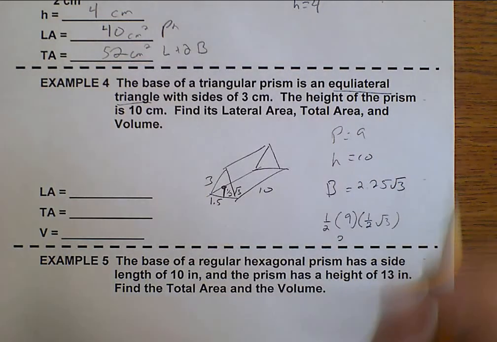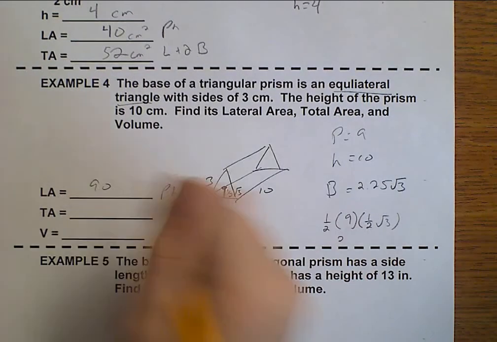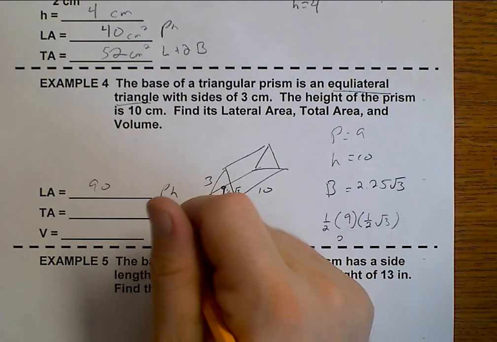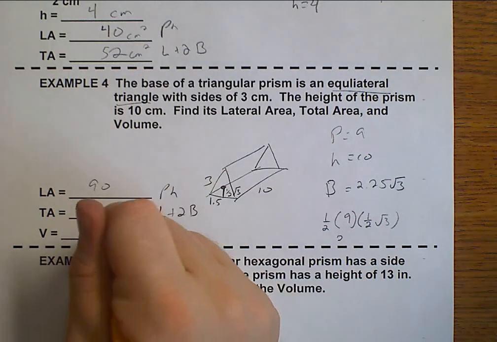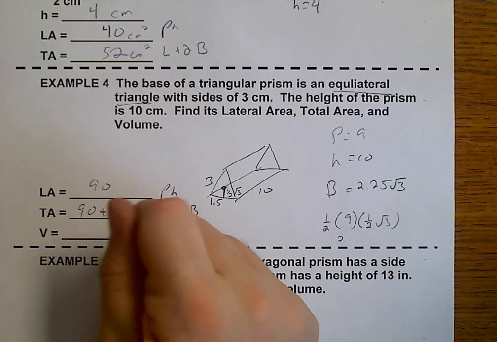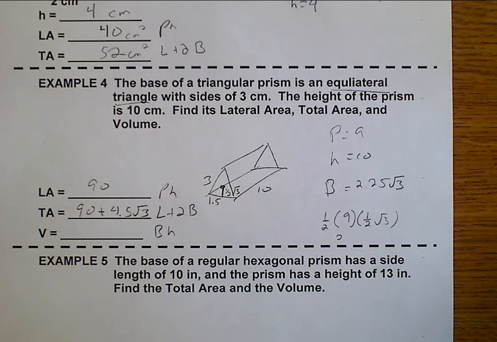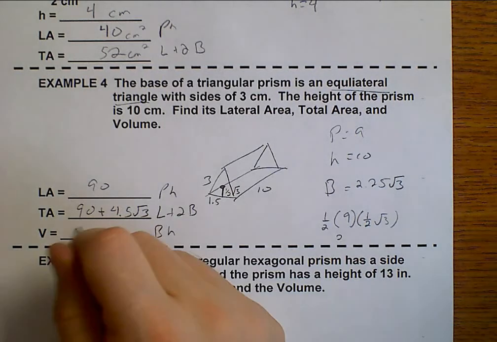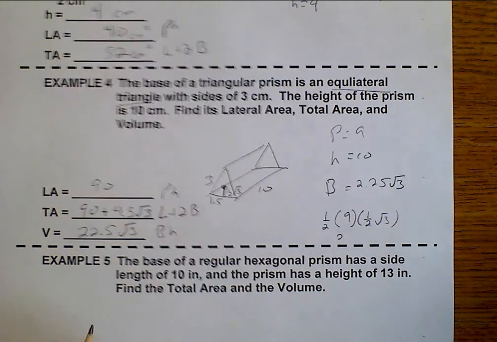For our lateral area, it's perimeter times height. 9 times 10 is 90. The total is lateral plus twice the area of the base. So we have 90 plus 4.5 on the square root of 3. And area of the base times the height, we get 22.5, also on the square root of 3.